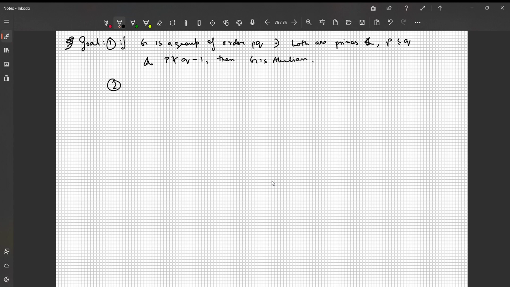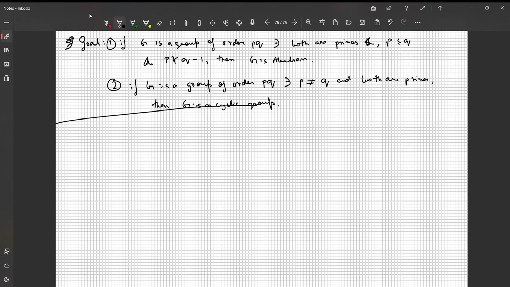And the second thing which we want to prove is that if G is a group of order PQ, such that P is not equal to Q and both are primes, then G is a cyclic group. Okay, these two things we want to prove now. So let us first prove a few basic things.